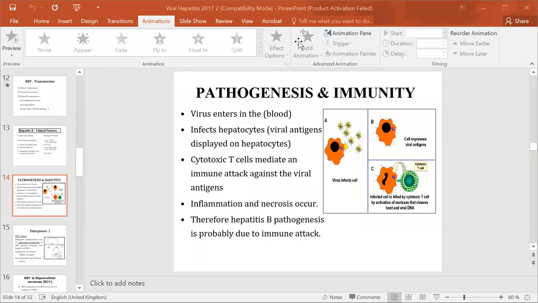MHC stands for major histocompatibility complex. HLA. Have you done this? I thought you told me you did immunology before. Major histocompatibility complex. Yeah, they play a big role in the immune response in your body, working closely with T lymphocytes.